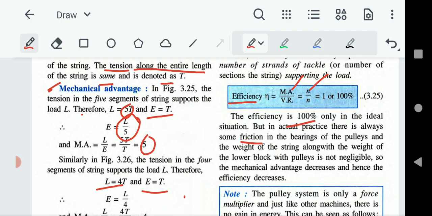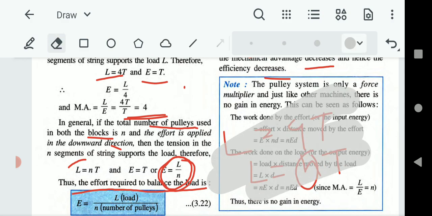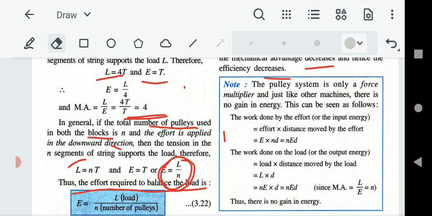So all machines are not ideal. That's why we are not getting 100% efficiency, because there are lots of friction. The friction may be between the bearing and the shaft, or in the other arrangements of the parts. The bearings of the pulleys and the weight of the string along with the weight of the lower block with pulleys are not negligible, so the mechanical advantage decreases and hence the efficiency decreases.